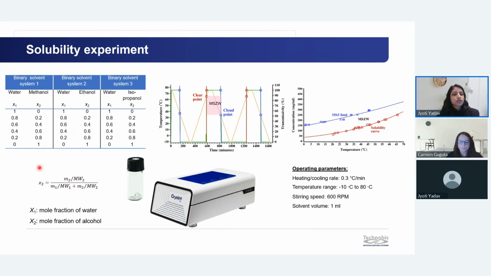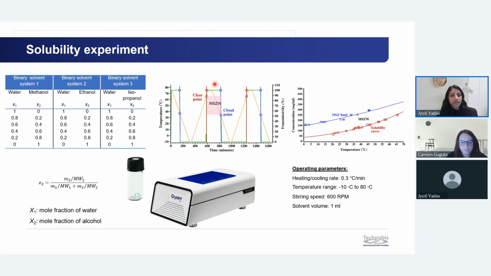Then to measure the solubility, 4 concentrations of ascorbic acid were added in 1 ml of solvent system in HPLC vials. Then the solubility was determined using the Crystal16 instrument by the polythermal method. The polythermal method is one where the temperature keeps on changing. So the instrument measures the change in the transmissivity with the change in the temperature, which determines the clear and the cloud point. So the clear point is defined as the temperature upon heating where first 100% transmissivity is obtained, which indicates the complete dissolution of the solute.